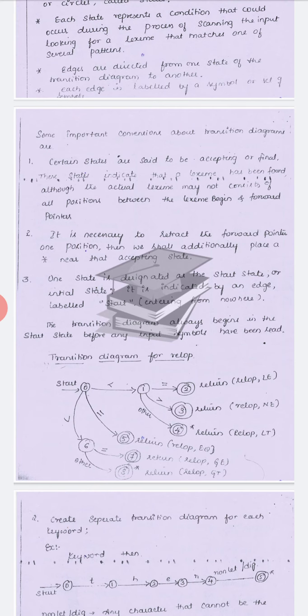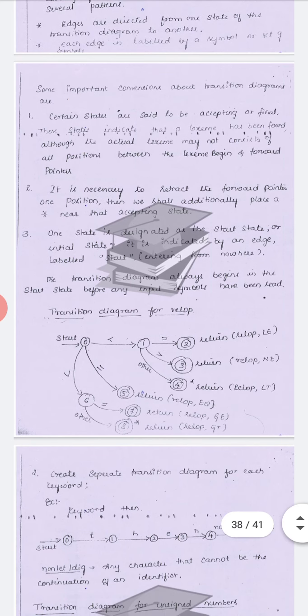Some important conventions about transition diagrams: certain states are said to be accepting or final. It is similar to your automata. These states indicate that a lexeme has been found, although the actual lexeme may not consist of all positions between the lexeme begin and forward pointers. If it is necessary to retract the forward pointer one position, then we shall additionally place a star near that accepting state.